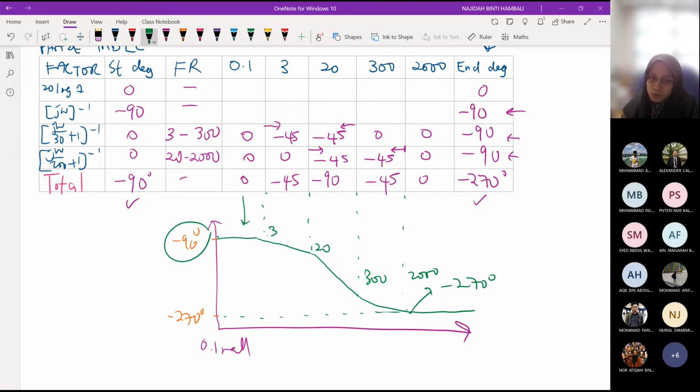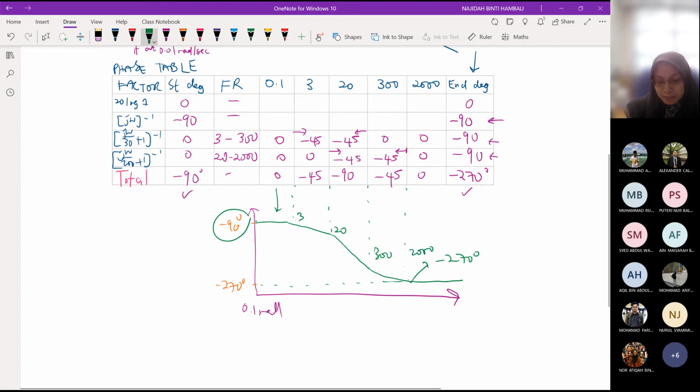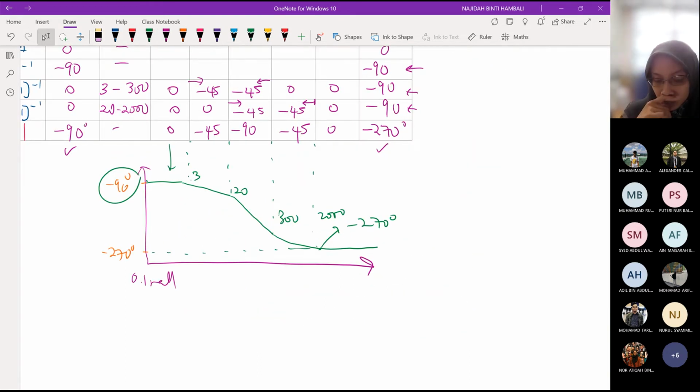Clear, madam. Ada soalan? So far tak ada, madam. Okay. So, sometimes kalau you punya similar graph paper ialah 4 decade. Sekejap ya.